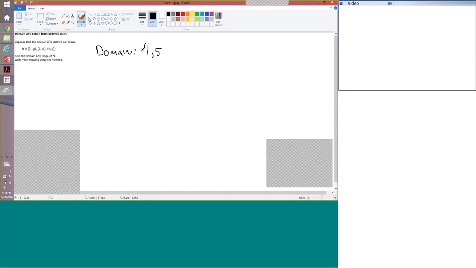We're going to do some set notation, so we're going to include these little curly brackets here. And our range is going to be all the y values, which in this case would be P, M, and N. That's it. Pretty quick and painless, I think. Does that make sense to everyone?